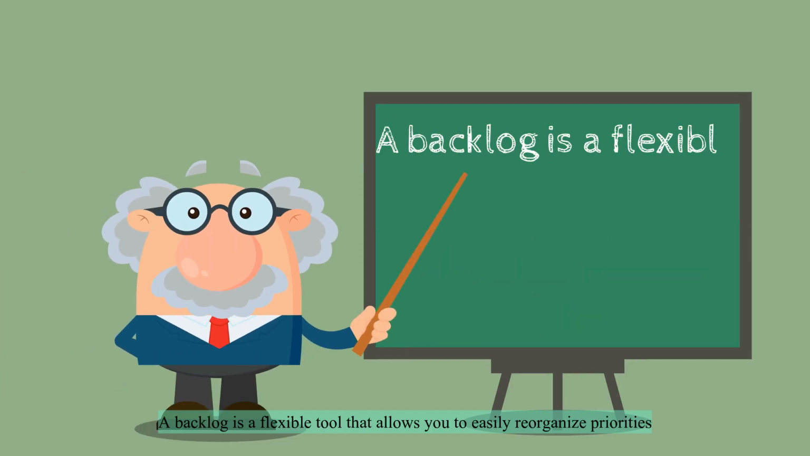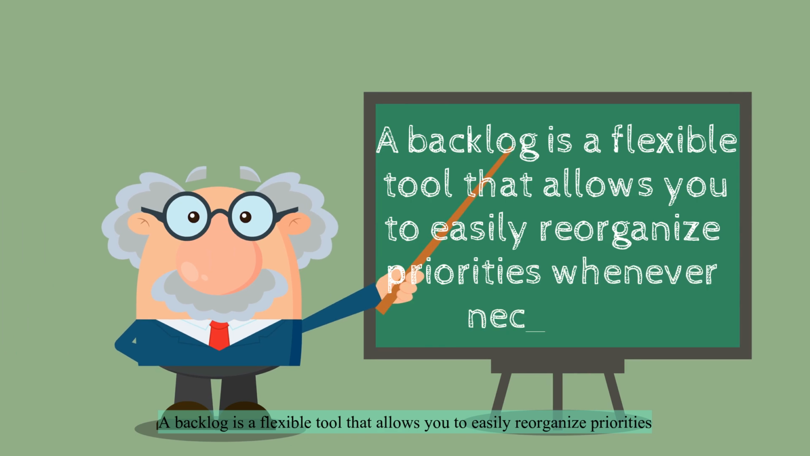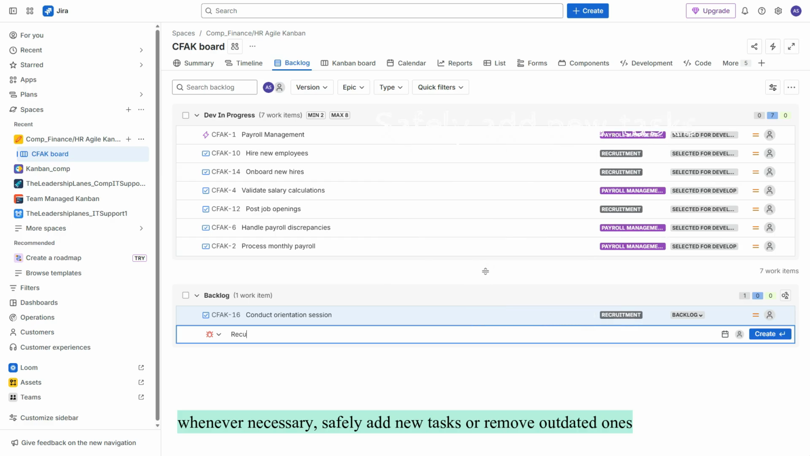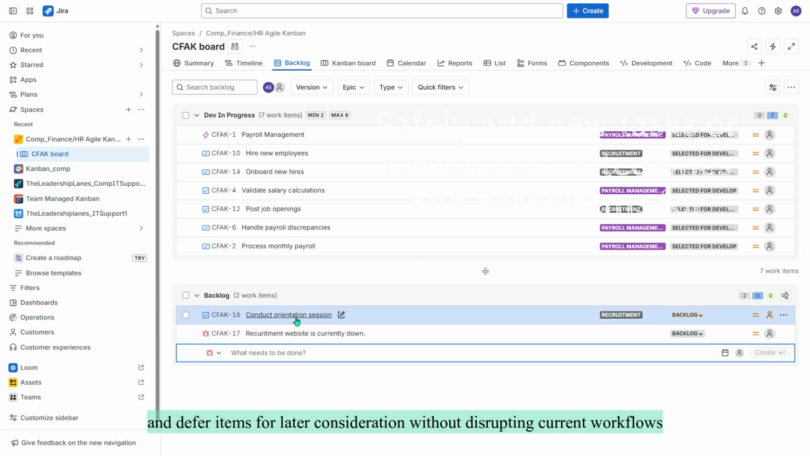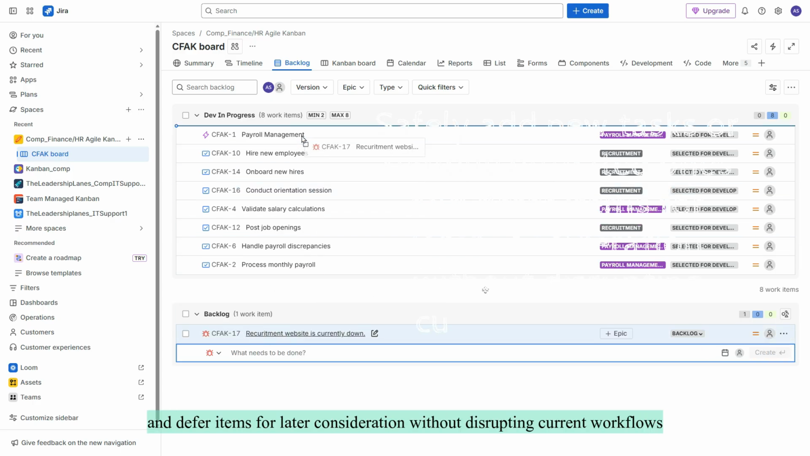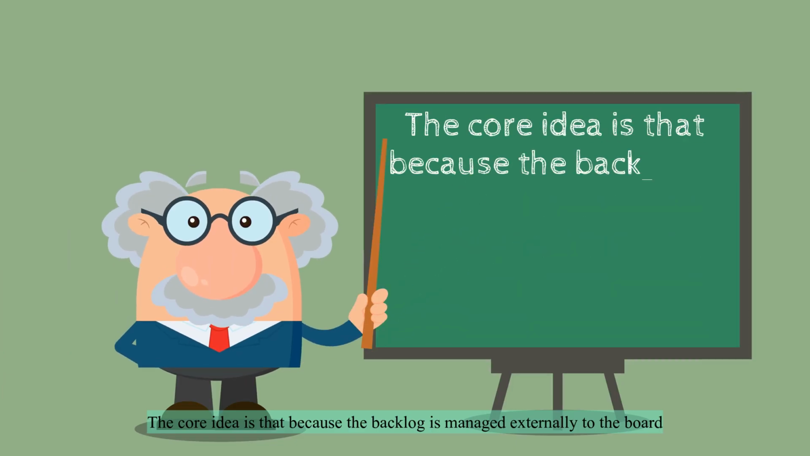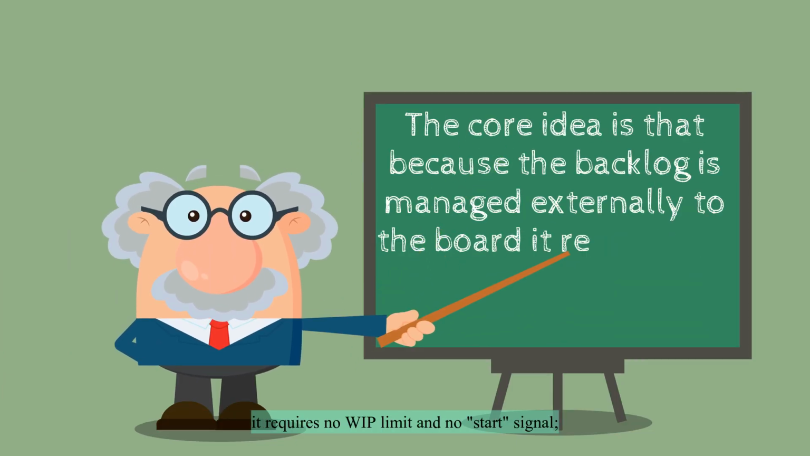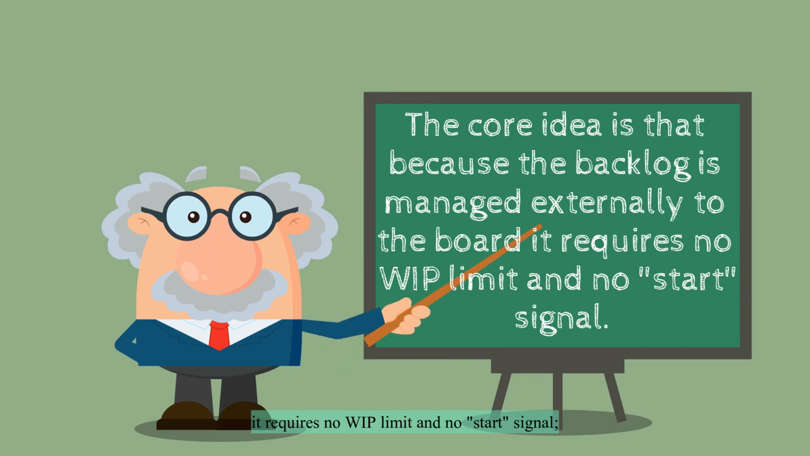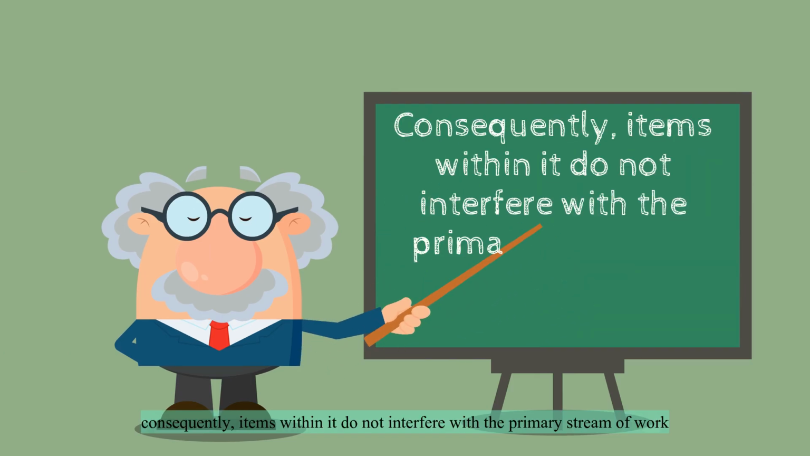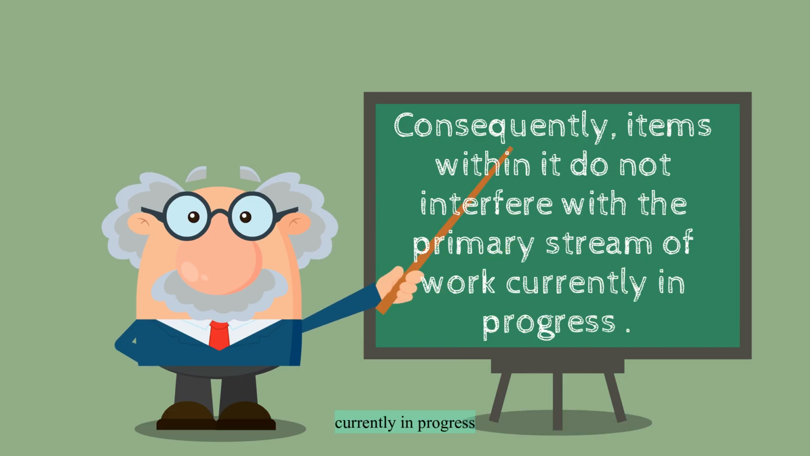A backlog is a flexible tool that allows you to easily reorganize priorities whenever necessary, safely add new tasks or remove outdated ones, and defer items for later consideration without disrupting current workflows. The core idea is that because the backlog is managed externally to the board, it requires no WIP limit and no start signal. Consequently, items within it do not interfere with the primary stream of work currently in progress.